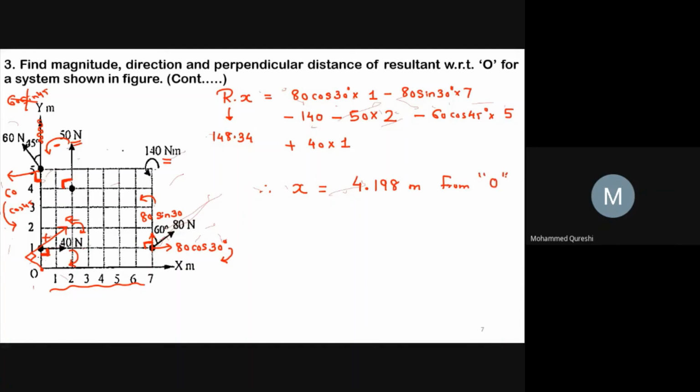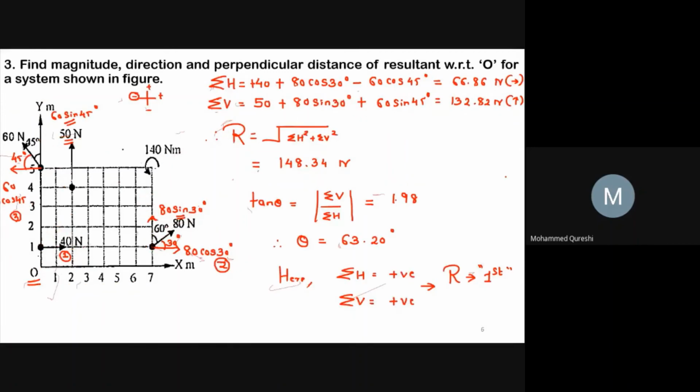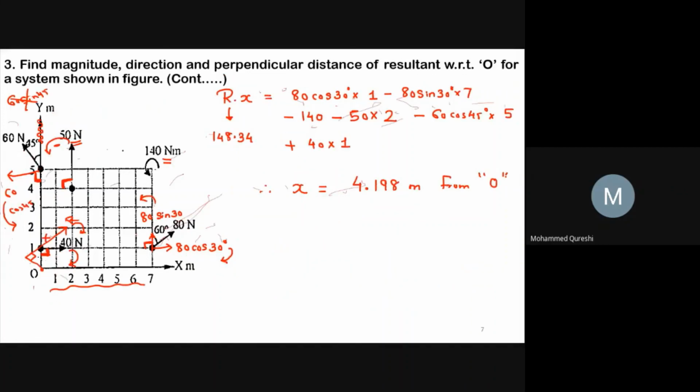So in this way you have to find the magnitude, direction and perpendicular distance with respect to O for the system shown in the figure. In the first step, you have to find the values of sigma H and sigma V, then go for the resultant, then find the magnitude, then find the direction, that is theta, and after getting all of the above, go for the perpendicular distance, that is x.